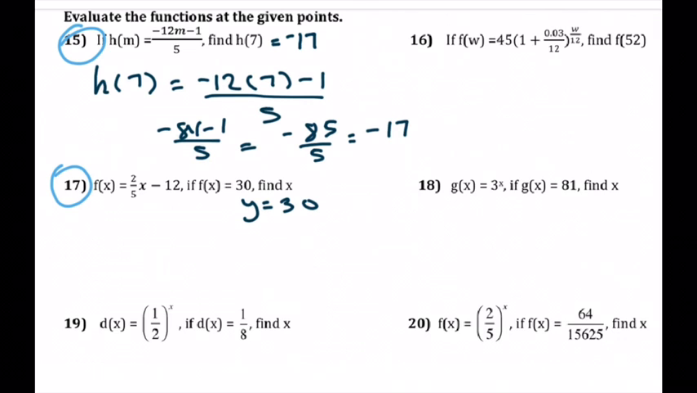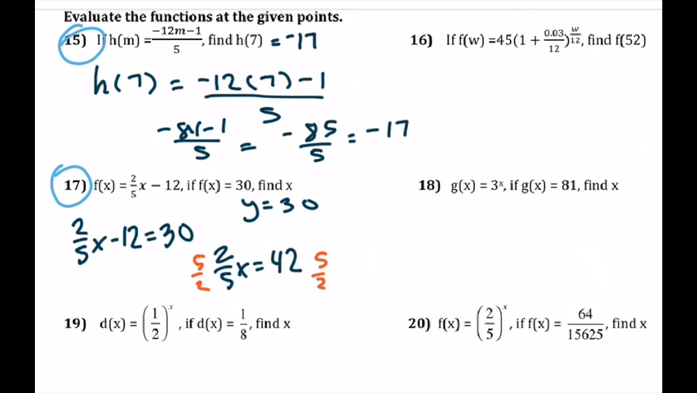Who can tell me how you approach this problem? Okay, Joanna, what'd you do? I did 2 over 5x equals 30, and then I multiplied by 2 over 5. What happened to your 12? And what do you get when you do that? I forgot to do the 12. Okay, so I'm going to have 21 times 5, and so that's 105.